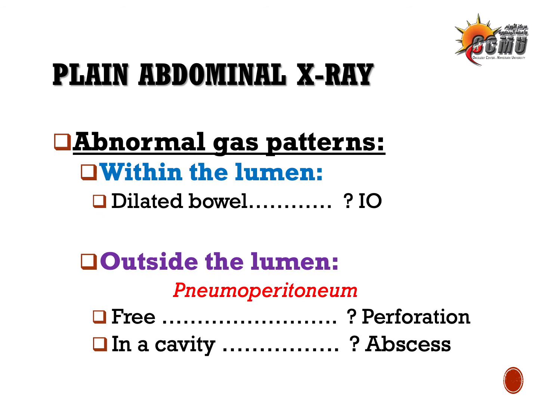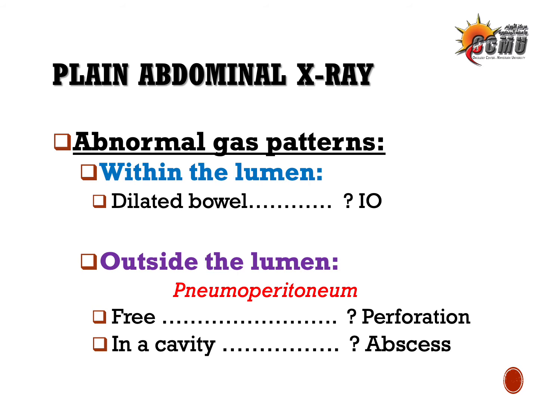So let's get back to the topic of our lecture, the abnormality in an abdominal X-ray. We've mentioned that we'll be looking at two abnormalities: abnormalities in gas patterns and abnormalities in calcium distribution all over the abdomen and pelvis. First, we'll start with the abnormal gas patterns.